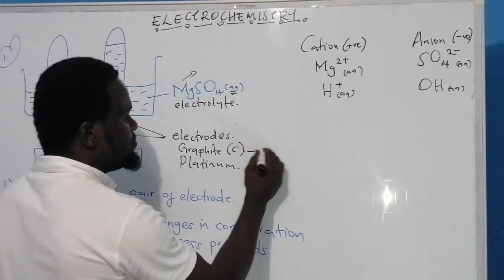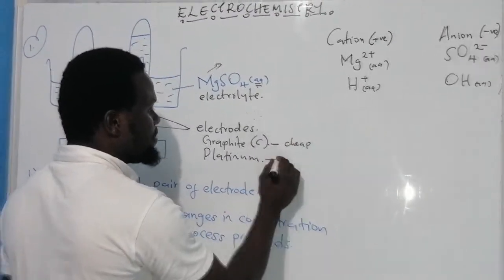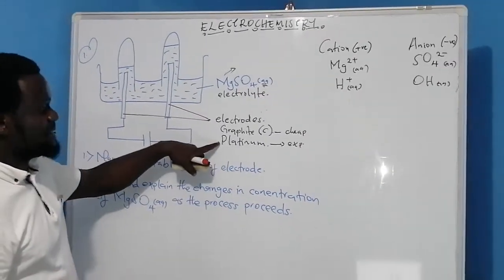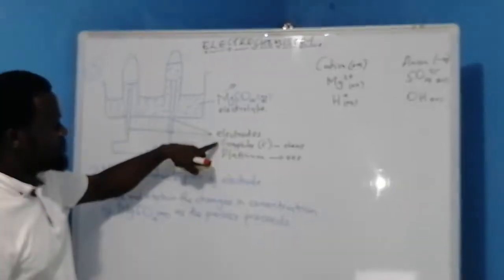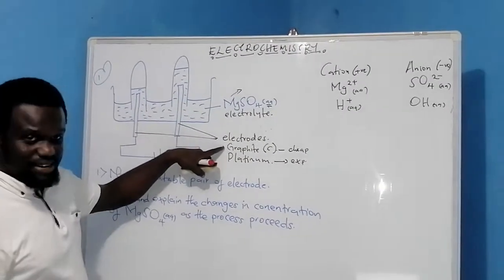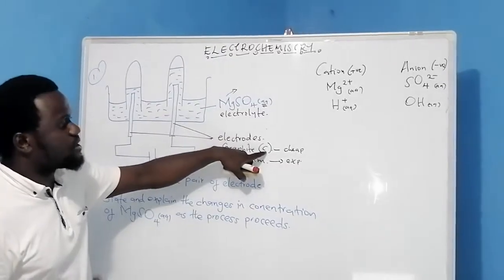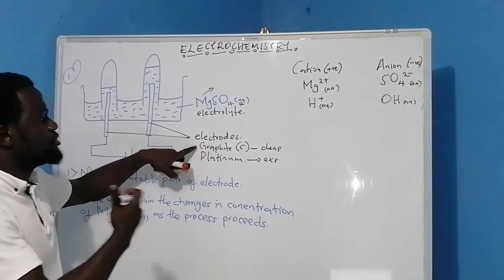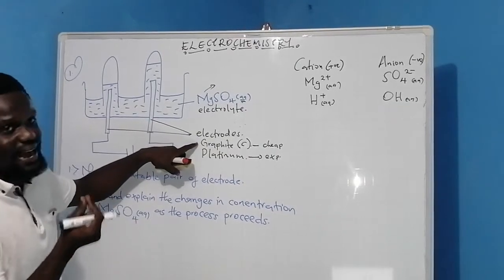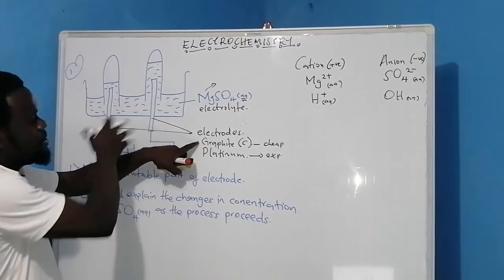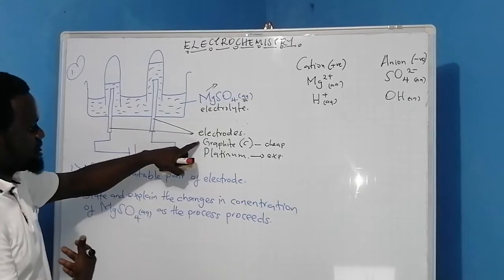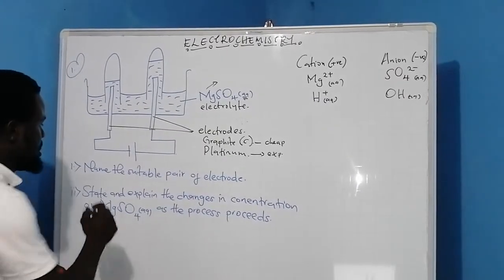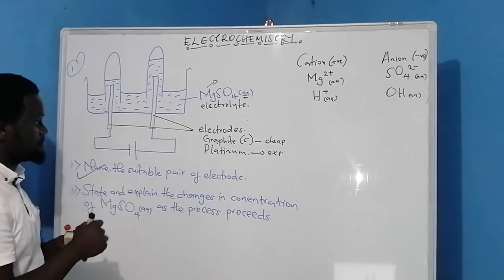Graphite is very cheap, but platinum is expensive. Again, platinum is inert, it doesn't react, but at higher temperatures, carbon can oxidize into carbon dioxide. So in some cases where we may require high temperatures or a large amount of heat energy during electrolysis, we prefer platinum to graphite or carbon. And I hope we've answered this question.